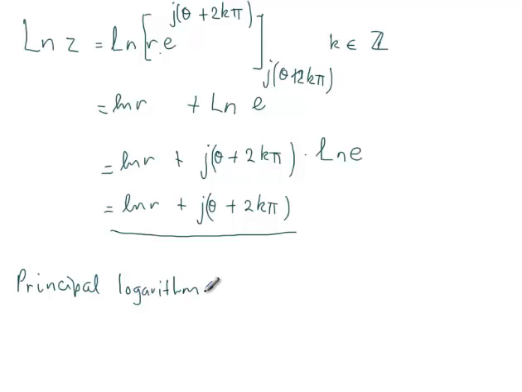Now, principal logarithm is a unique number. This is no longer a set of infinite numbers, it's a unique number. Then what are we going to do? This is what to do. First of all, to calculate principal logarithm, you must also know what is called the principal argument.